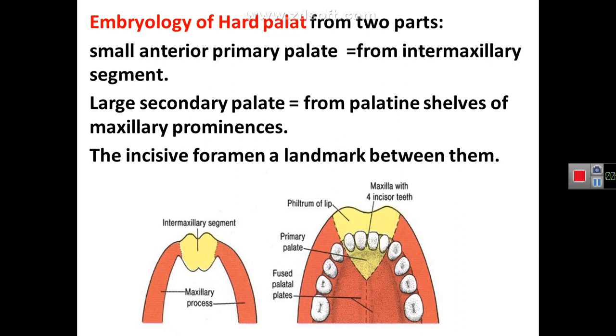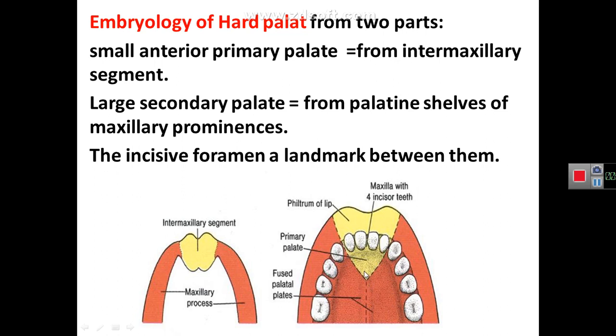Regarding the hard palate, we said that the medial nasal processes fuse to form the intermaxillary segment, and this intermaxillary segment forms the middle of the upper lip, which is the philtrum, and the anterior part of the hard palate, which is called the primary hard palate, carrying the incisor teeth. The posterior part of the hard palate, which is the larger part of the hard palate, is formed by shelves from the maxillary prominences, which are called palatine shelves.